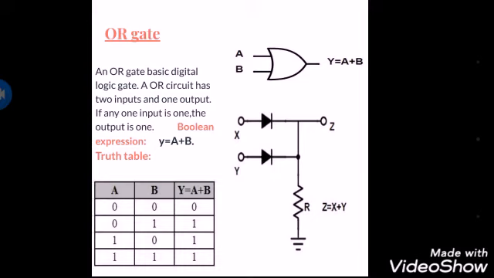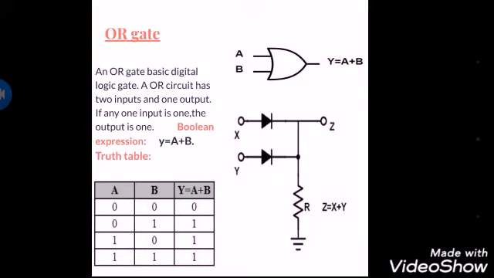Let's see the truth table. Here the two inputs are performed in 4 conditions. A and B are the inputs. In the first case, 0 0, the output is 0, and in the next case, A is 0 and B is 1, then the output is 1, and in the next case, A equals 1 and B is 0, then the output is 1, and in the last case both the inputs are 1, then the output is also 1. Here is the symbol of the OR gate.